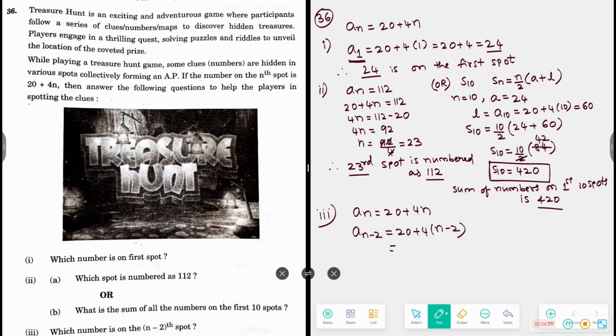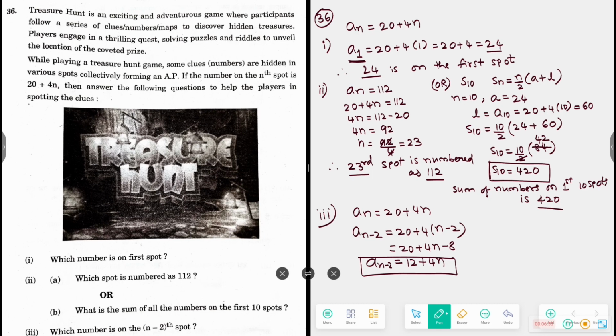Then we get 20 plus 4n, 4 into 2 is 8. Now that is 20 minus 8, 12. So that is 12 plus 4n. This is what? a_(n-2). Because they did not give a number, it is given as n minus 2. Your answer also will be there in terms of n only. So these are the answers of case study 36th question, arithmetic progression.